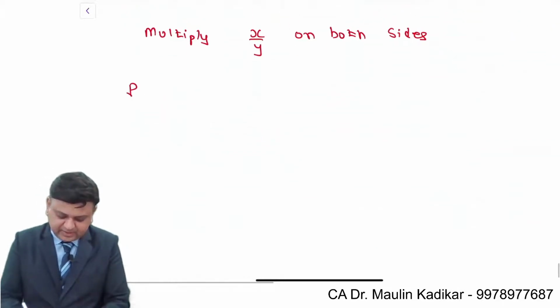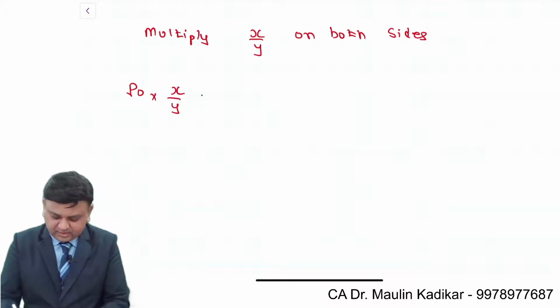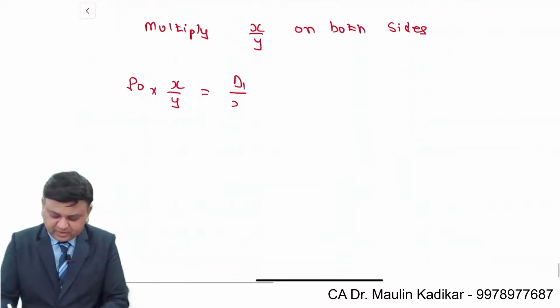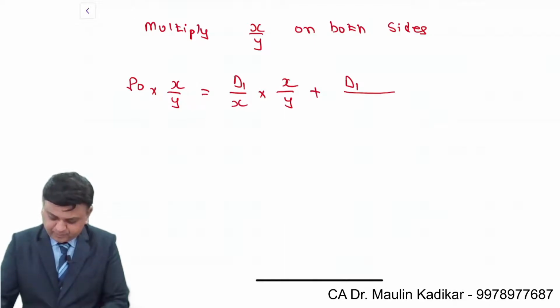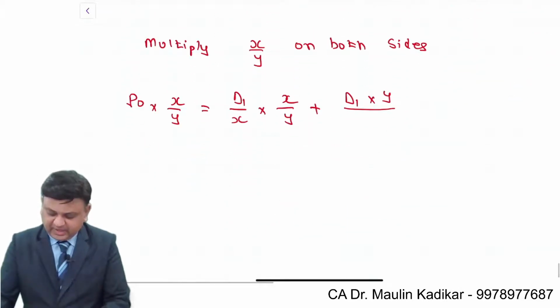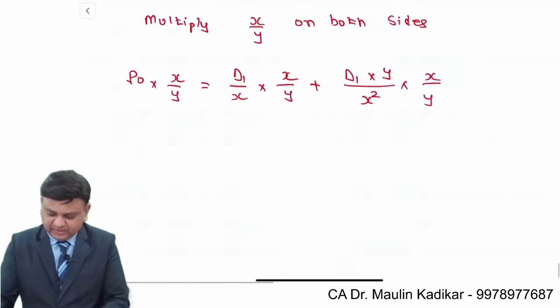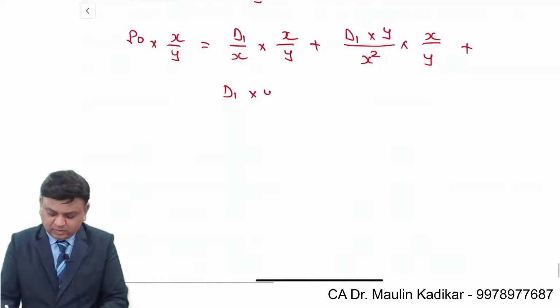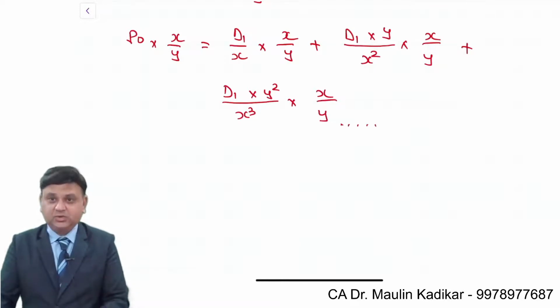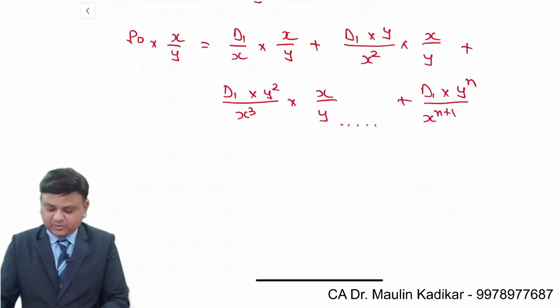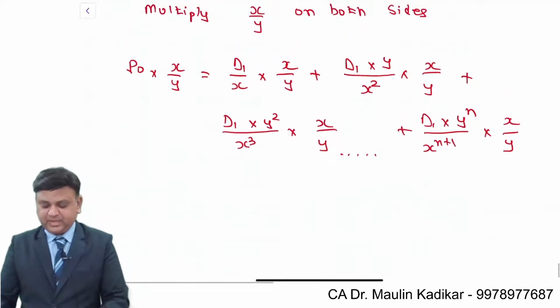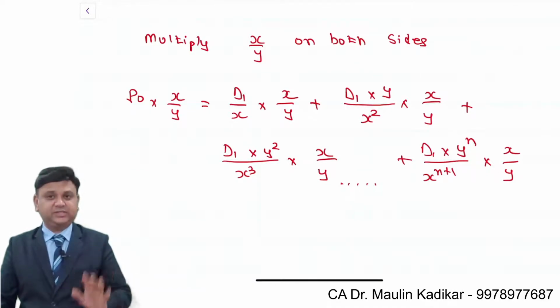Okay, so we understand that P0 into X upon Y is equal to D1 upon X into X upon Y, plus D1 into Y divided by X raised to 2 into X upon Y, plus D1 into Y raised to 2 divided by X raised to 3 into X upon Y, and so on. The last one is D1 into Y raised to n upon X raised to n plus 1 into X upon Y. This is the way I multiply X upon Y on both the sides.